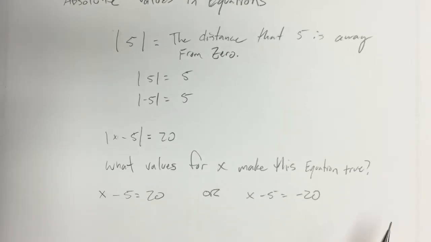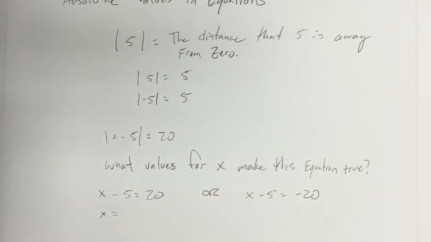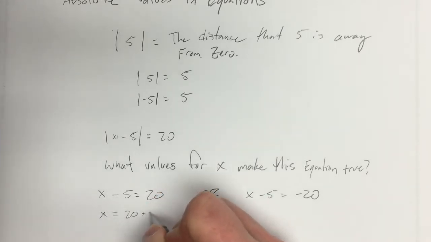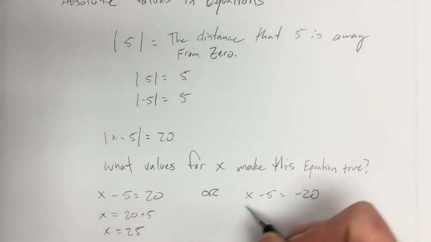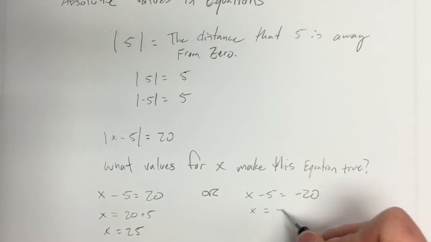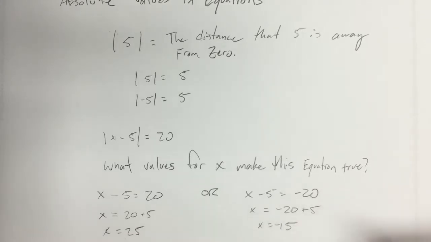Okay, so let's solve those. We're just going to pop the -5 to the other side of the equal sign, and say 20 plus 5, x equals 25. And then we can pop the 5 on this one to the other side of the equal sign, and say -20 plus 5, x equals -15.